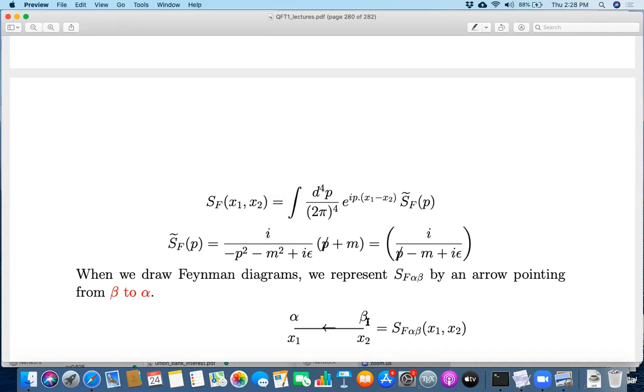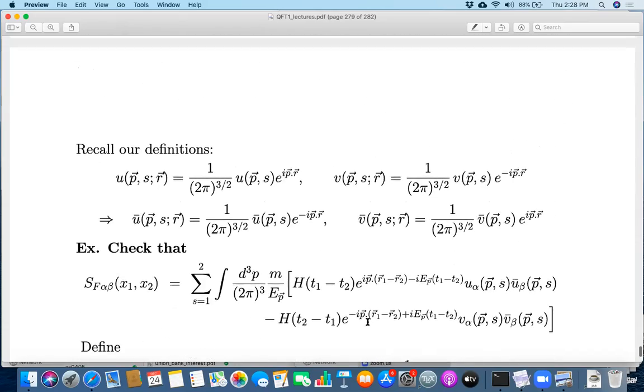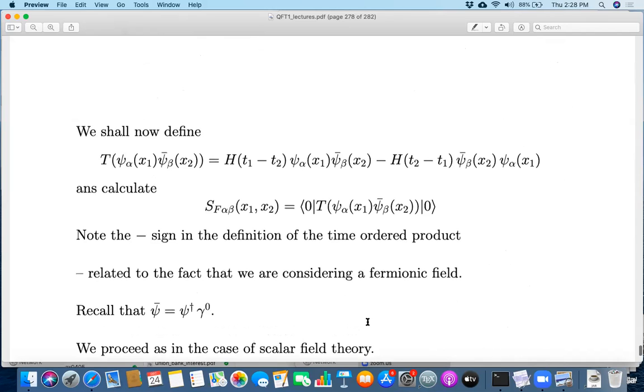Here, however, when you are talking about SF, if you have drawn a line, then you have to say which end is psi and which end is psi bar. Because the definition of SF is the time ordered product of psi alpha of x1, psi bar beta of x2. It makes a difference whether you have psi or psi bar. This is not the same as psi bar alpha of x1, psi beta of x2. So you have to have some way of labeling which end refers to psi and which to psi bar.